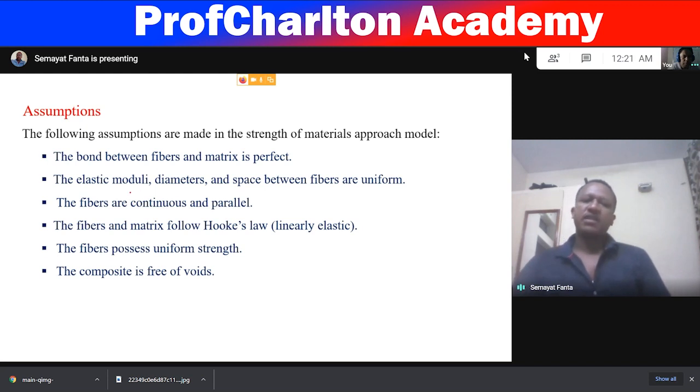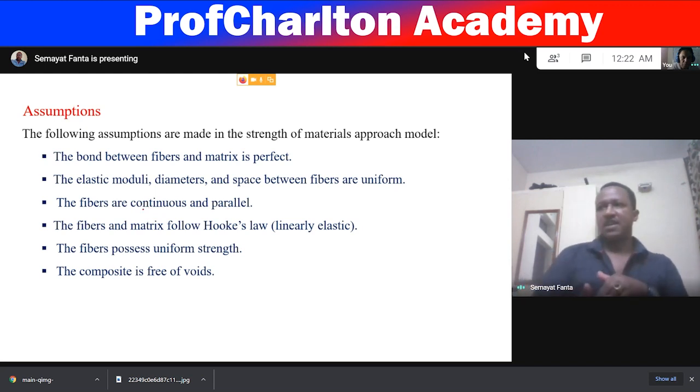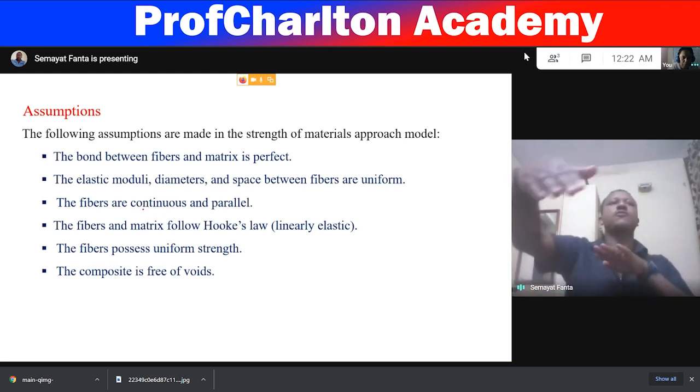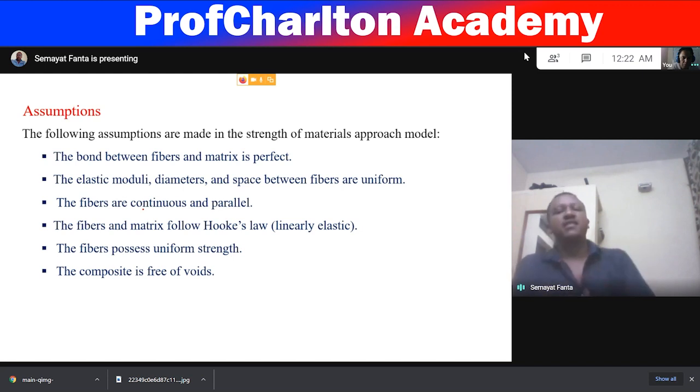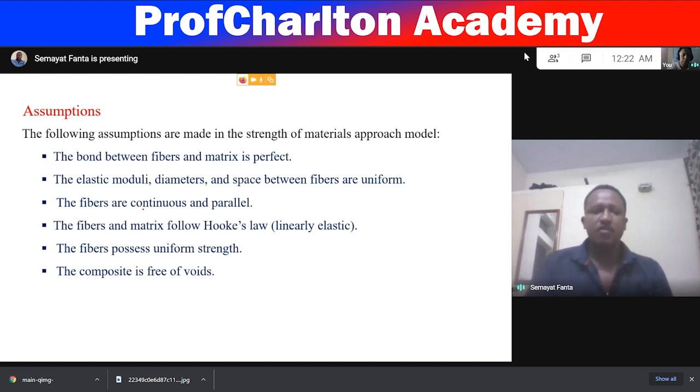The elastic moduli, the diameter and the spacing between fibers are uniform, and the fibers are considered continuous and parallel. So there are no waves in the length of the fiber. We consider only straight fibers. Actually, in the actual case, there is a wave or a kind of curvature in the fiber, but we consider only continuous and parallel fibers here. And the fiber and the matrix follow Hooke's law, that is, they follow linear elasticity.